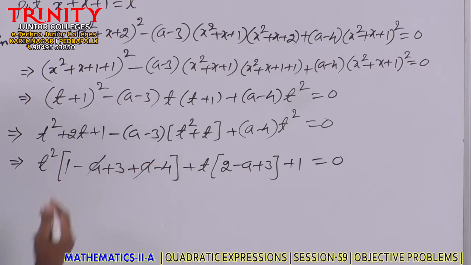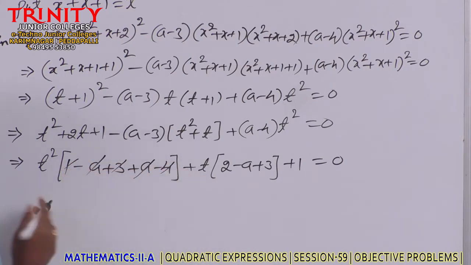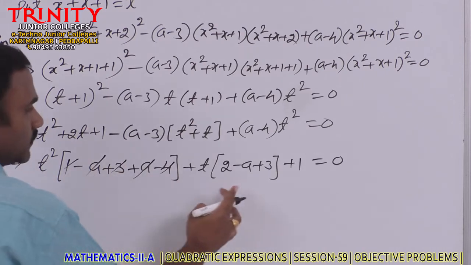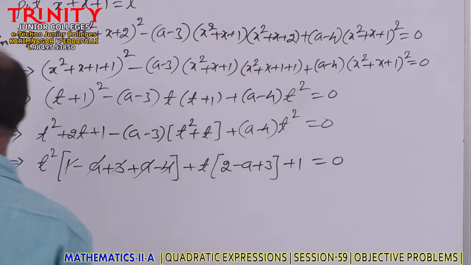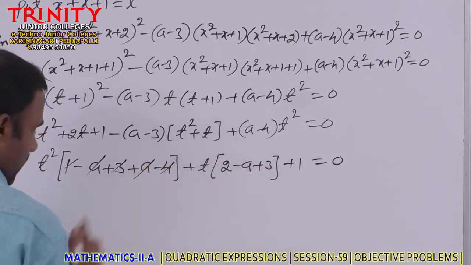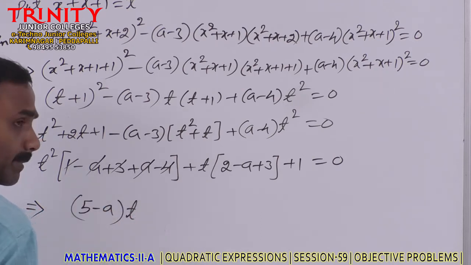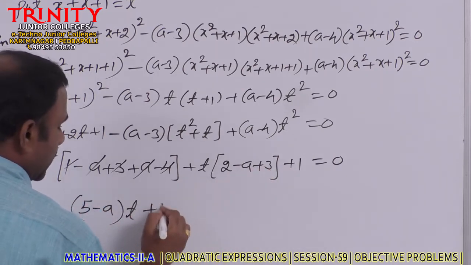A gets cancelled. 3 plus 1, 4. 4 minus 4, 0. Means there is no second degree term. There is no t square. This one is 0. Now this is 5 minus a into t plus 1 is equal to 0.